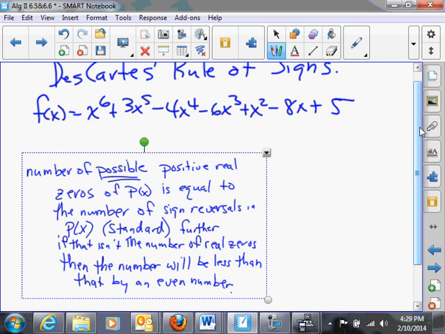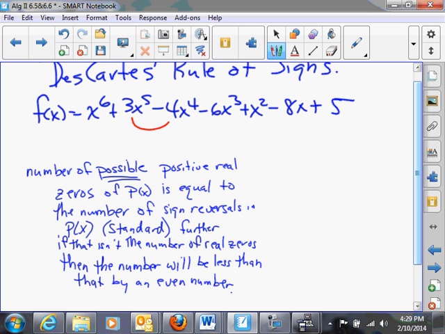Notice, positive x to the 6th, positive 3x to the 5th, no sign reversal. Positive 3x to the 5th, negative 4x to the 4th, that is the sign reversal. Negative 4x to the 4th, minus 6x cubed, no change there. There is a change between negative 6x cubed and positive x squared. There is a change between positive x squared and negative 8x. And there is a change between negative 8x and positive 5. So if you count, there's 4 sign reversals in p of x.